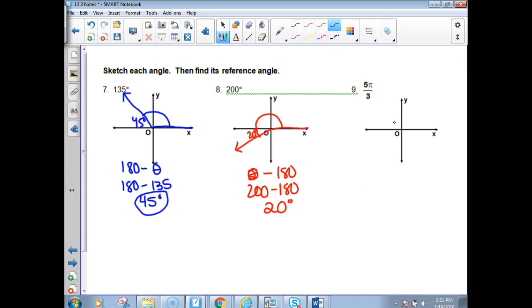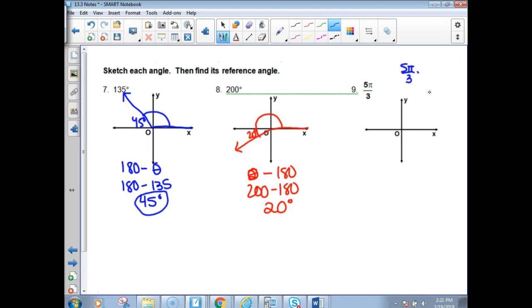5 pi over 3. Uh-oh. Right now, with what we know, we're going to memorize this one eventually, and we'll know where it is. 5 pi over 3, I'll just say, is close to 2 pi. 6 pi over 3 is 2 pi. So this is going to terminate in quadrant 4. Let me show you why. You're going to know that better in a short amount of time.